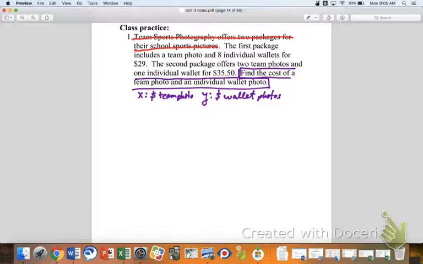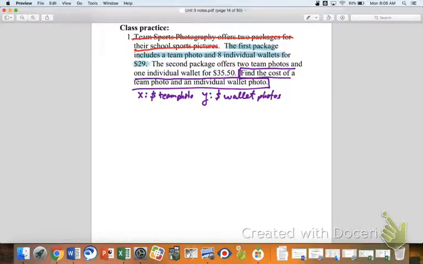Okay, so then if you've noticed, we've crossed out the first sentence because that didn't really have anything to do with the cost of the photos or anything like that. We highlighted that last sentence because that's what told us what we're actually supposed to do. Do you see how the two middle sentences are the ones that have all the numbers and all the mathematic information that we need? So let's start exploring those. I am going to highlight this first one. It says the first package includes a team photo and 8 individual wallets for $29.